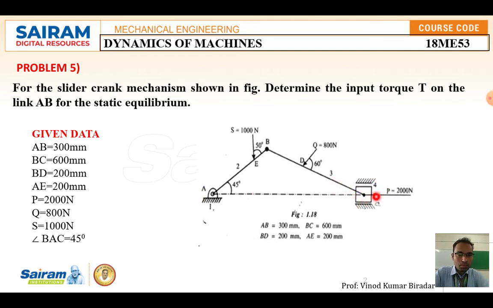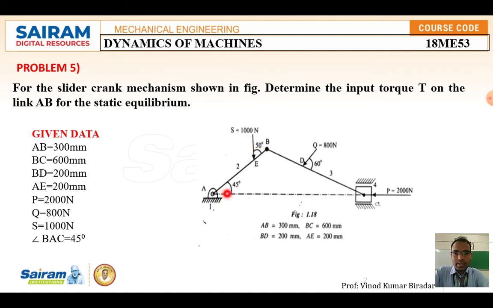This is the piston component. This is the connecting rod. This is the crank. The force on the piston is 2000 Newton, and Q is 800 Newton, an external force applied on the connecting rod at point D, which is 200 mm from B. And at A to E, a length of 200 mm, one force is acting on the crank, that is S equal to 1000 Newton.